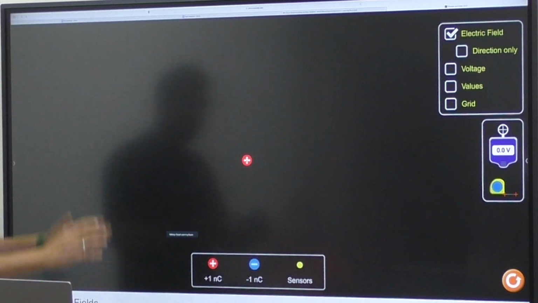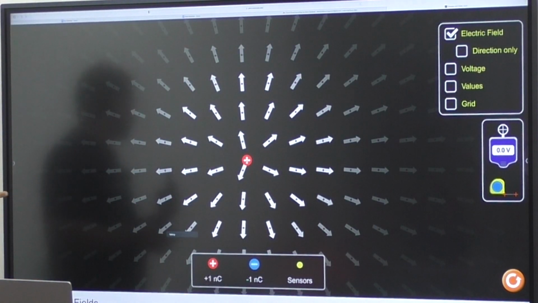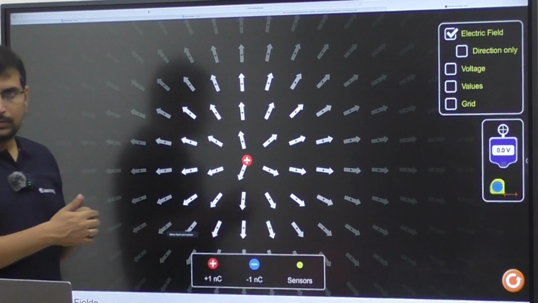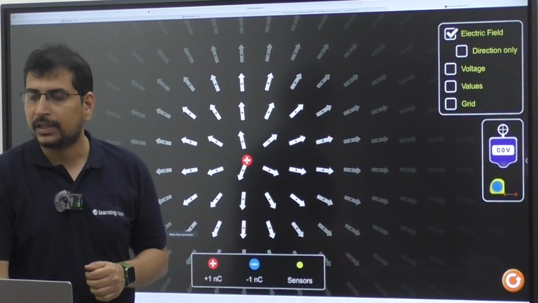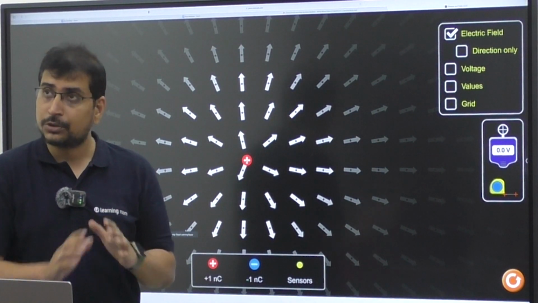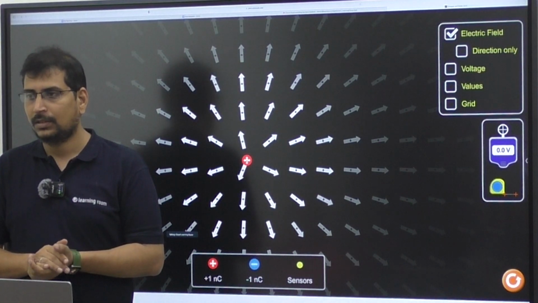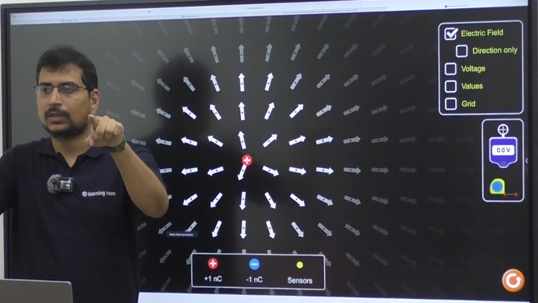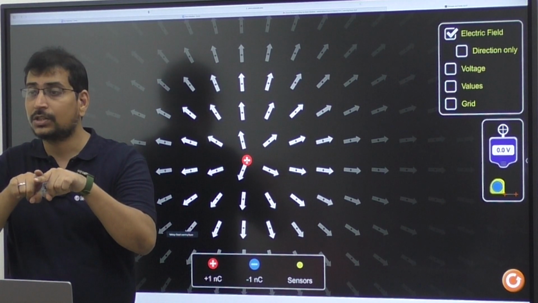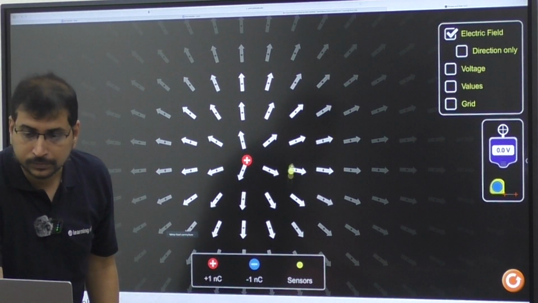If I place an isolated positive charge here, look at what it does. What did we discuss? The direction of the electric field is decided by whom? The electric field exists for a source charge, but its direction is decided by a test charge. That's what I wrote in brackets. The direction of the electric field is the direction in which the test charge will move. So here the test charge is basically the sensor.